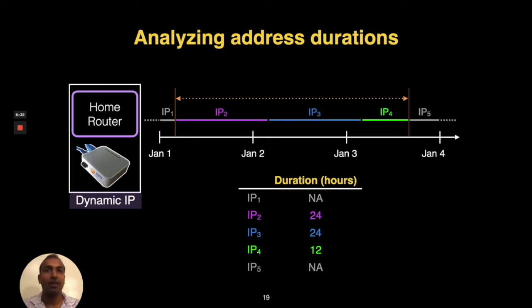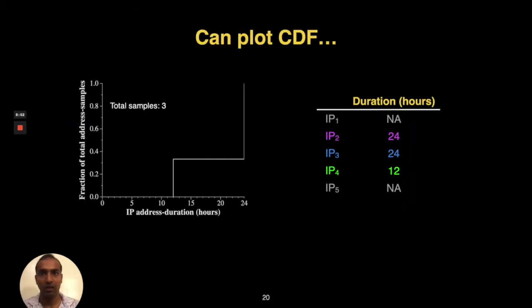Now, let's look at how to analyze the assignment durations we obtained from our datasets. Suppose that we observed the following three assignment durations. Assignments lasted for 24 hours, 24 hours, and 12 hours respectively. We want to analyze a distribution of these assignment durations, so let's plot a CDF. The x-axis here will show the address duration in hours. The y-axis shows the CDF. Since there are three samples and two of them are 24 and one of them is 12, at x equal to 12, y is going to be equal to 1 by 3, so 0.33. And at x equal to 24, y is going to be 1.